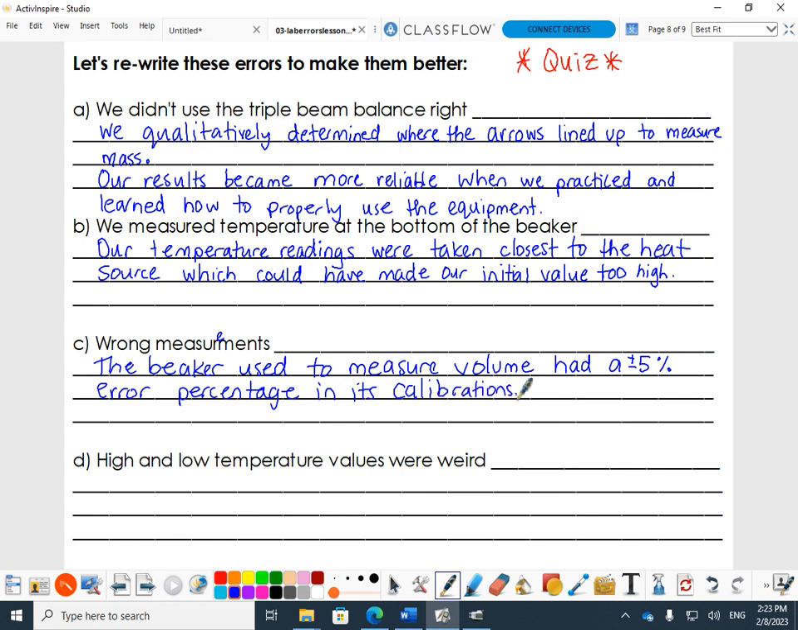So it's tempting. I even want to write a graduated cylinder should be used, but that's the improvement, right? So you can write that, of course you can, but you could even just stop here if you just have to list them, okay?